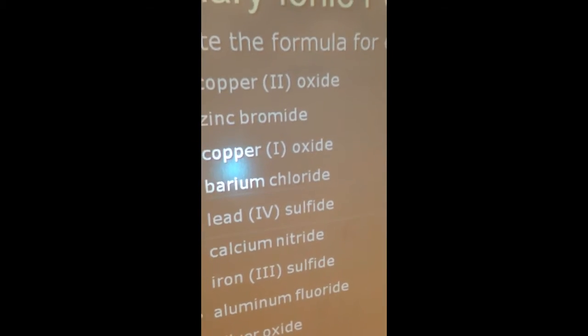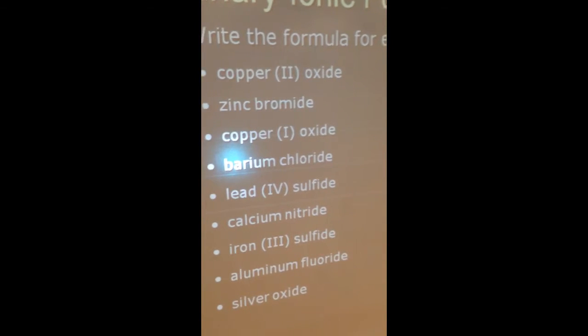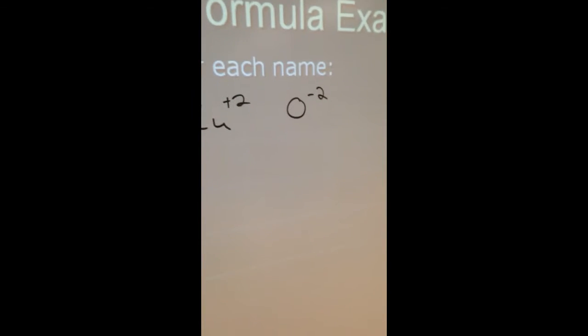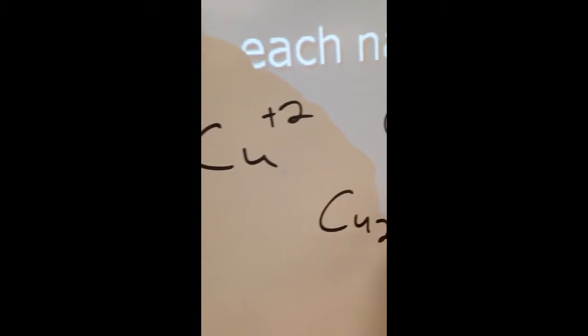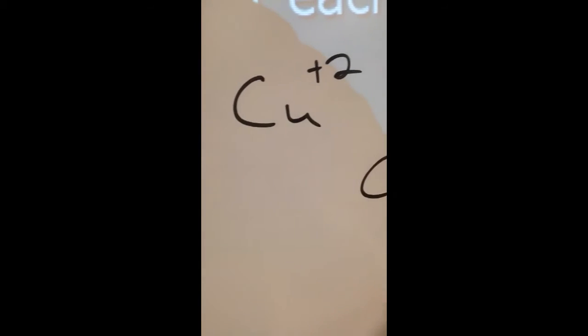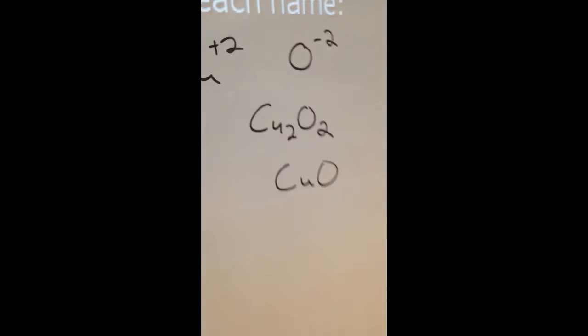Okay, when we're going from names to compounds, we have to make sure to do our adjustments. For example, copper 2 oxide: you have your Cu +2, and your oxygen is going to have a -2 charge. Now, when you combine those, you should have Cu2O2. But those 2s can reduce to 1 to 1, so you'll get CuO. So that'll be your resultant compound.